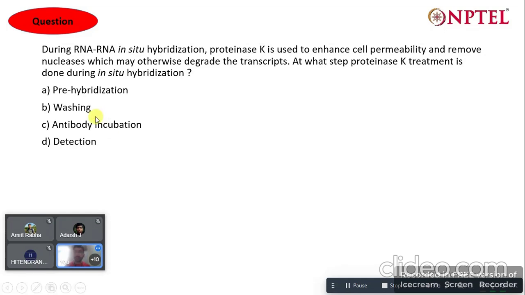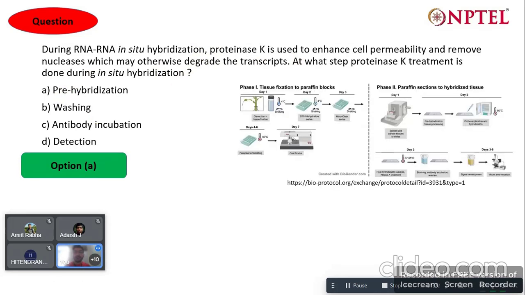So yes, this treatment, proteinase K treatment, is basically used in the pre-hybridization step. So how are these things basically done? We usually take a tissue. Here it's a plant tissue. First we take a tissue and divide it into small sections, like this branch of the plant, and then we usually embed them into paraffin blocks.